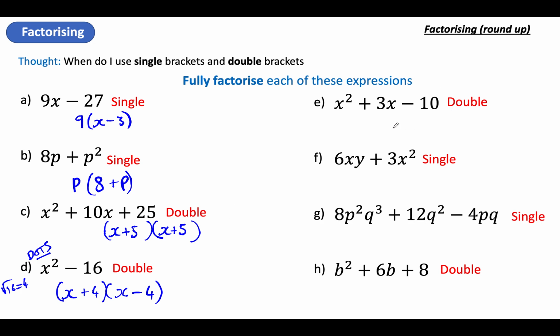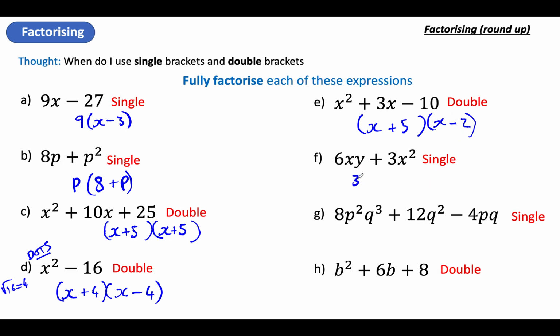Okay, next one, the quadratic. If you find the factor pairs of minus 10, you will find that the two numbers you need that multiply together to make minus 10, but add together to make plus 3, would be, sorry, positive 5 and minus 2, okay, and you put then the x in front of those. So x plus 5 and x minus 2 in double brackets.